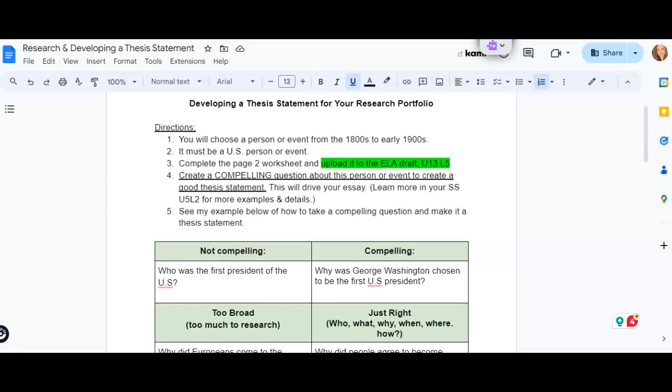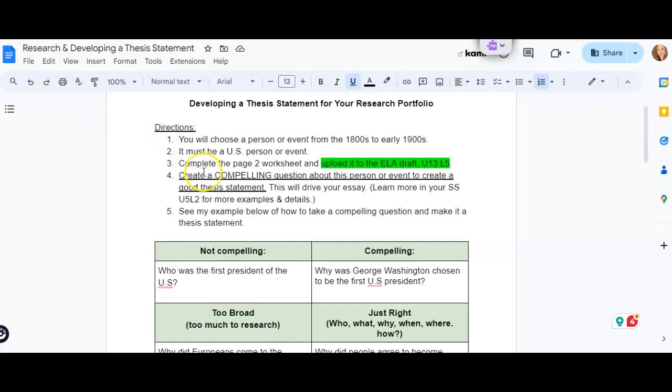Hi, fifth graders. We are doing a research portfolio for ELA, and because you have to do research on someone from U.S. history for social studies, instead of doing two separate things, why not do one research project portfolio for both? So it's like a 2-for-1 deal. You never want to pass those up. So this is what you have to do first, okay?